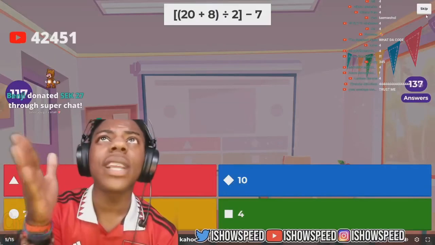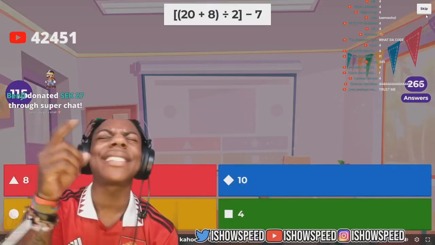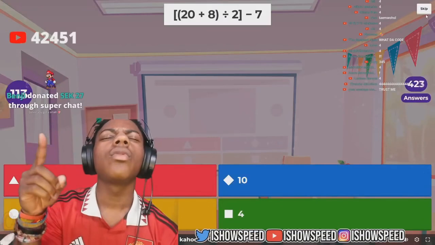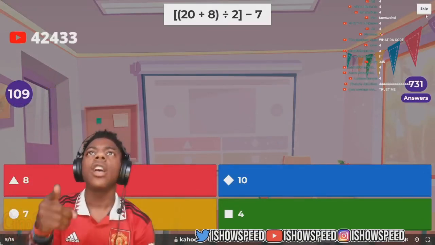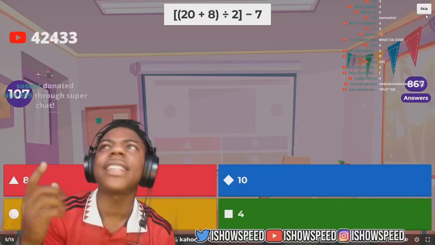20 plus 8 is 28. 28 divided by 2 is 14. 14 minus 7 equals 7. 7 is the answer.